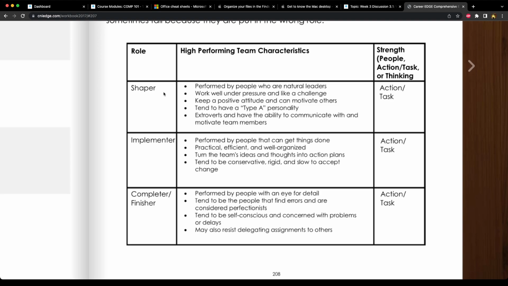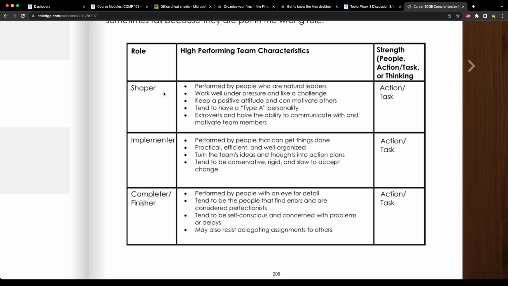And then you have the implementer. This role is performed by people that can get things done. They're practical, efficient, and well organized. They turn the team's ideas and thoughts into action plans, but tend to be conservative, rigid, and slow to accept change.